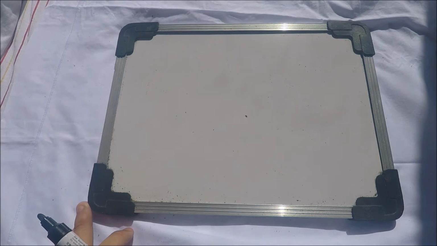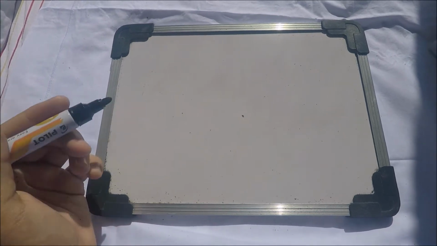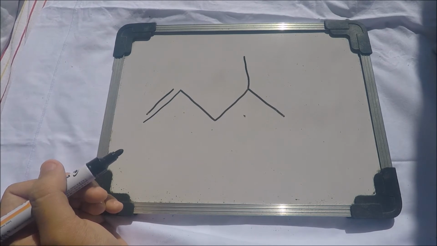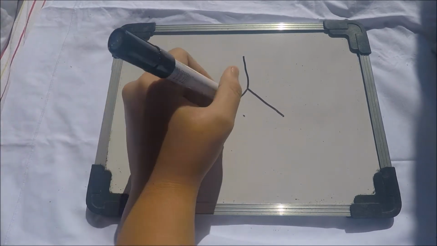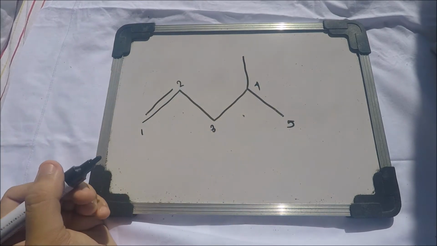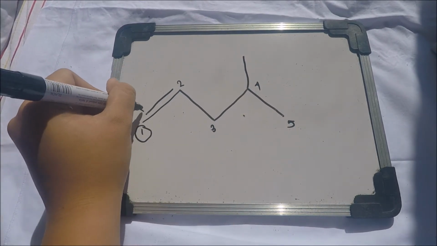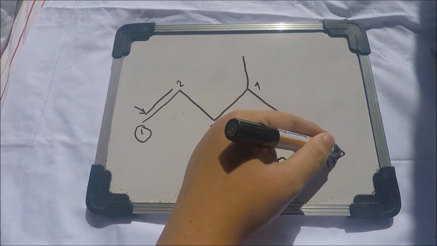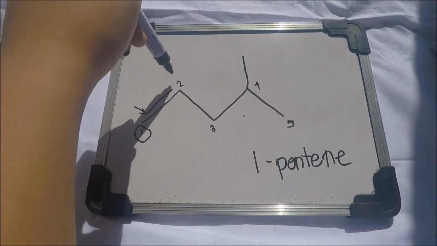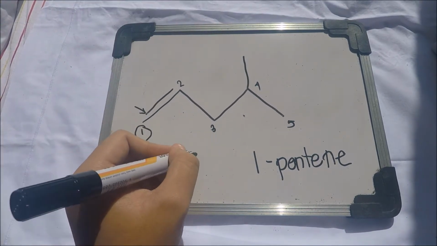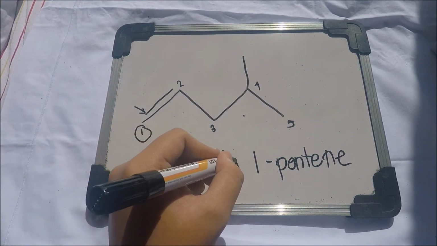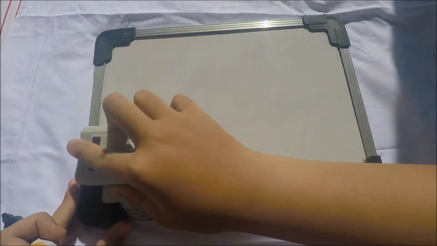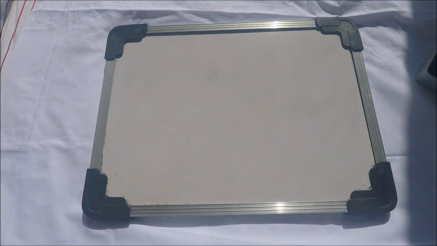Naming them is the same, but with additional steps. After locating the parent chain, locate the double bond and start counting from there. The position of the carbon is indicated with a lower number for each double bond in the chain. In this case, the lower number here is 1. Therefore, this hydrocarbon is called 4-methyl-1-pentene. Don't forget, when locating substituents, always refer to the location of the double bond.